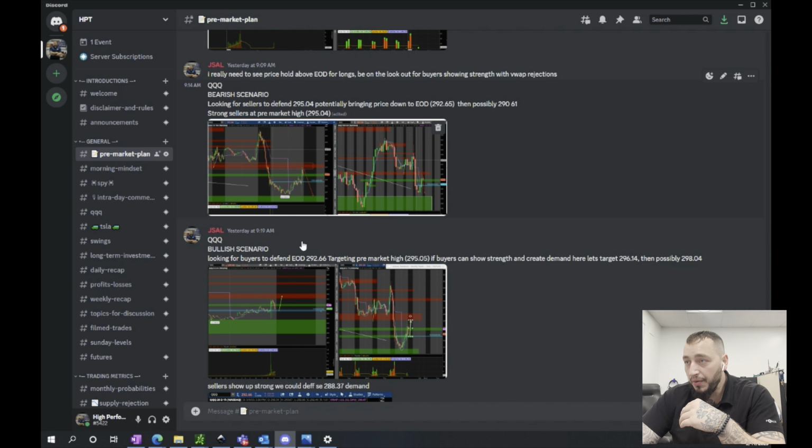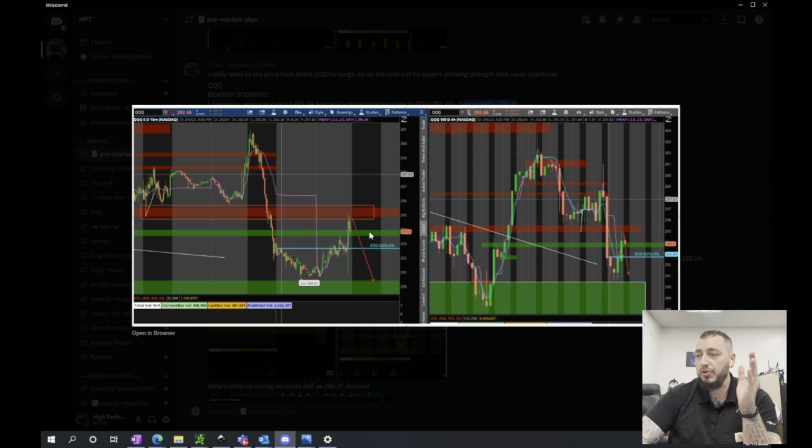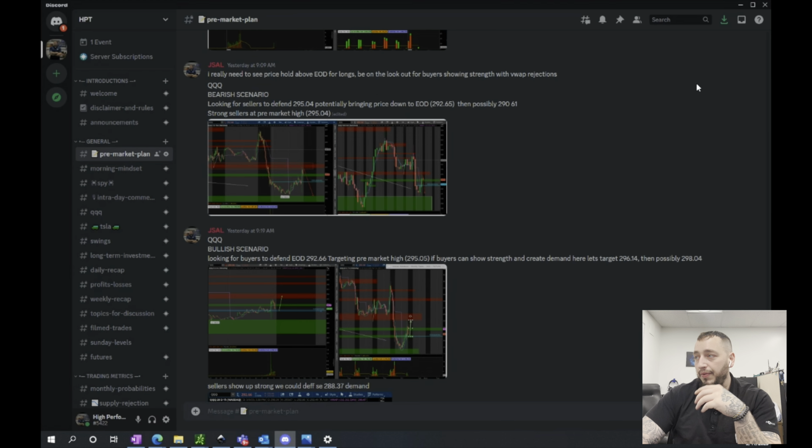Over here in the QQQ, I really need to see price hold above end of day for longs, but be on the lookout for buyers showing strength. If not, the bearish scenario is looking for sellers to defend 295.04, potentially bringing price down to end of day and then possibly 290. Strong sellers at the pre-market high of 295.04. Then I post a little graphical presentation of what exactly I'm looking for.